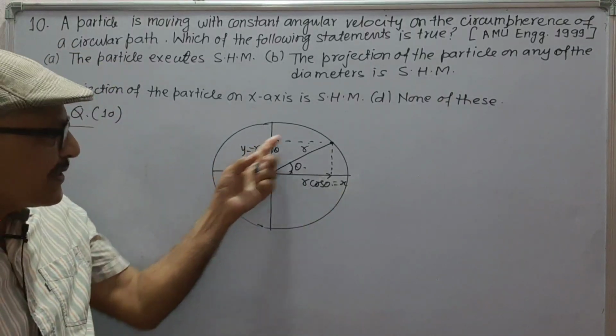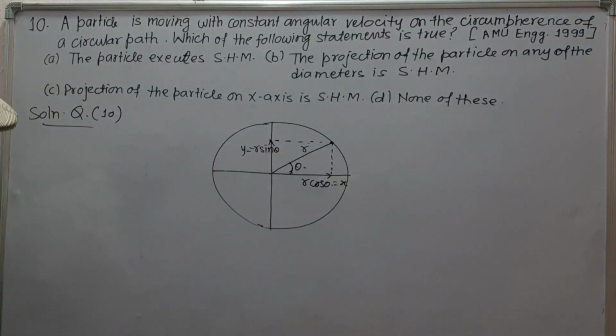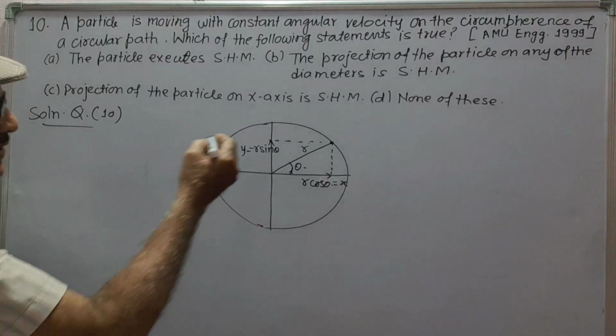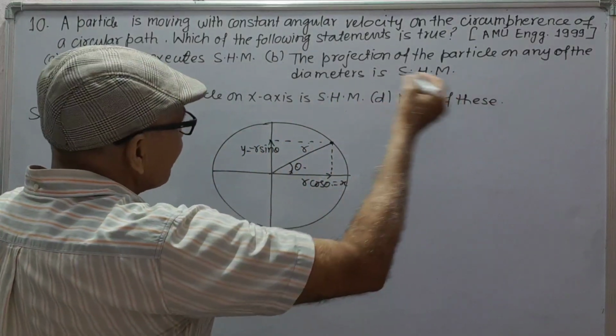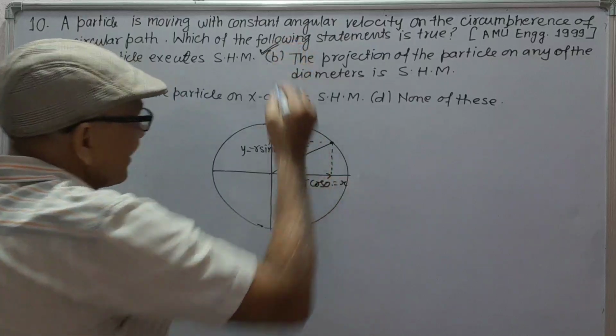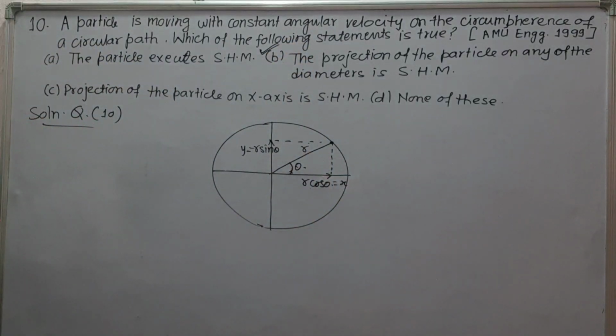Both these are representing simple harmonic motion. So the projection of the particle on any of the diameters is simple harmonic motion. B option will be the correct one.